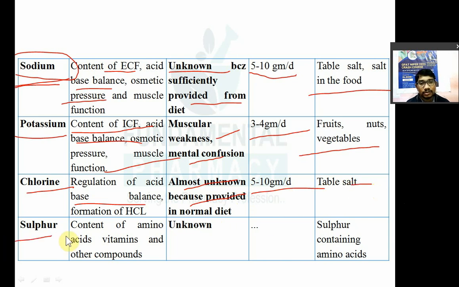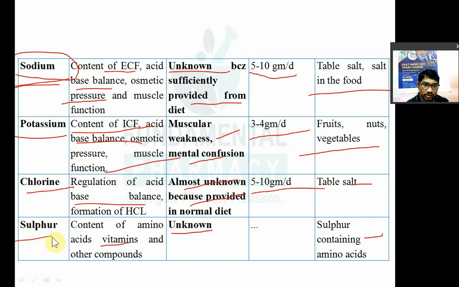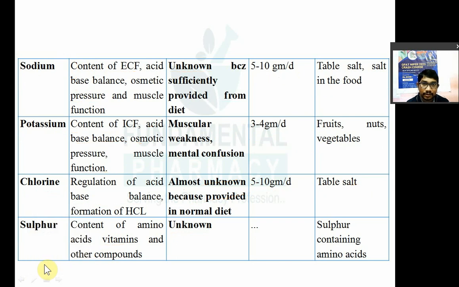Sulfur, sulfur is a component of amino acids. We will see amino acids after this. So it is a component of sulfur containing amino acids, also found in vitamins and other compounds. Deficiency is unknown. So what is the source of sulfur? Sulfur containing amino acids. So these are the elements, their biological role, deficiency disease, deficiency symptoms and their source.